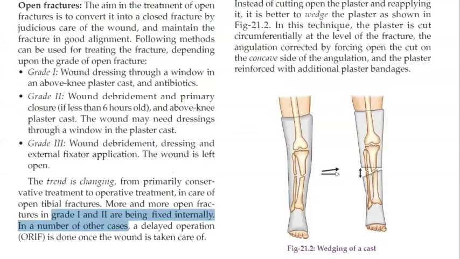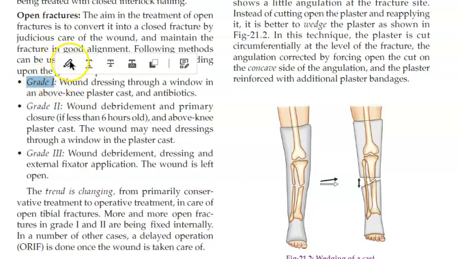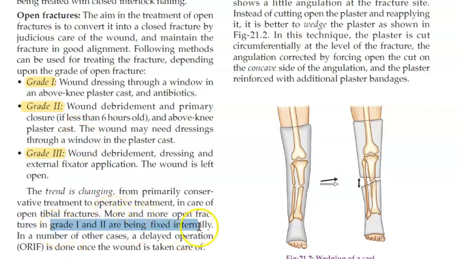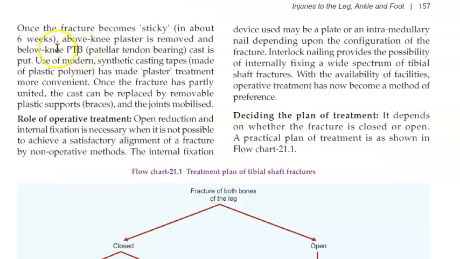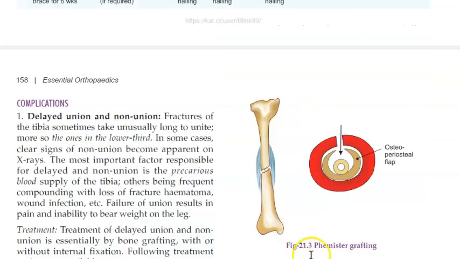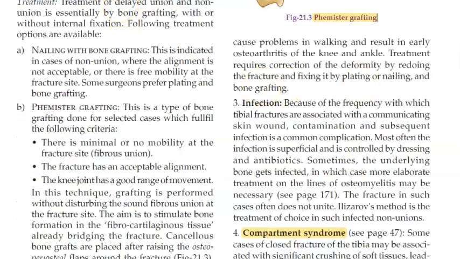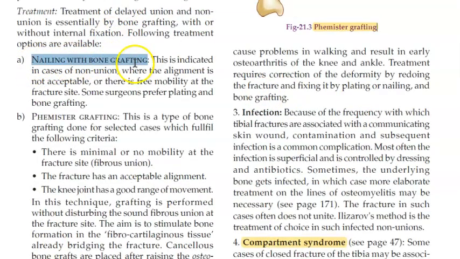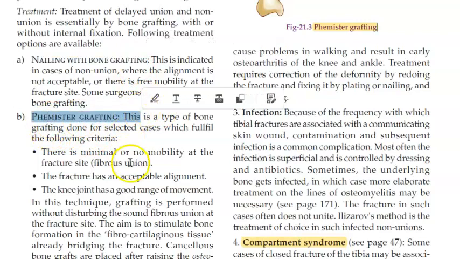For open fractures, there's some grading, people. Grade 1, grade 2, grade 3, this you should know. And they are telling that the latest is that grade 1 and grade 2 are being fixed internally. Okay, there is some patella tendon bearing cast. So this and all you should know. And look at this diagram here. Fibular grafting. So in treatment, they are talking about nailing with bone grafting, fibular grafting.